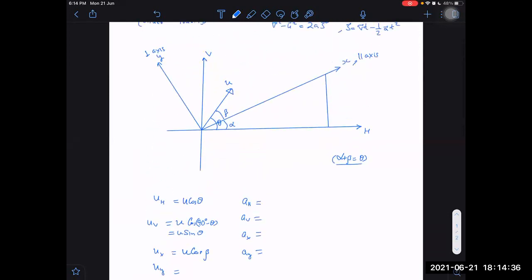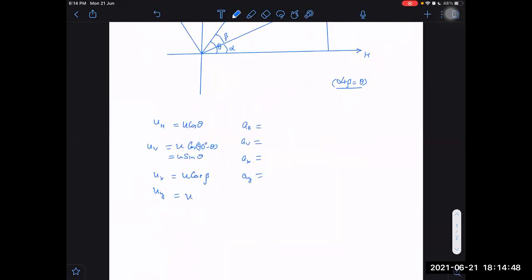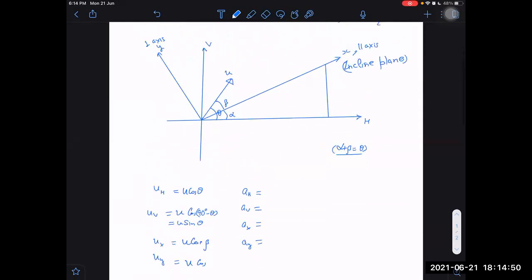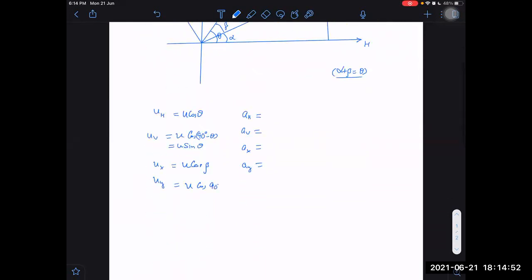Are you remembering that the x-axis is also equal to the inclined plane? It is the incline here, right? What is UY? Sin beta. Yes, 90 minus beta, which will be equal to, as you said, U sin beta. Very good. But one thing we have to be careful about: are these positive or negative? All of these.